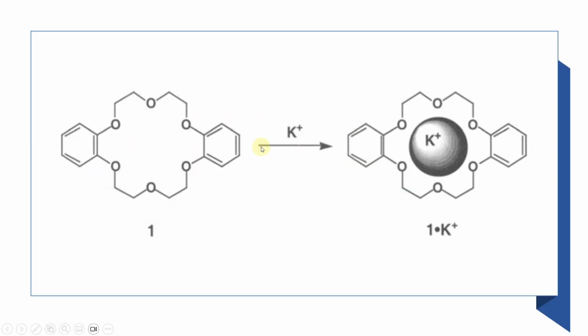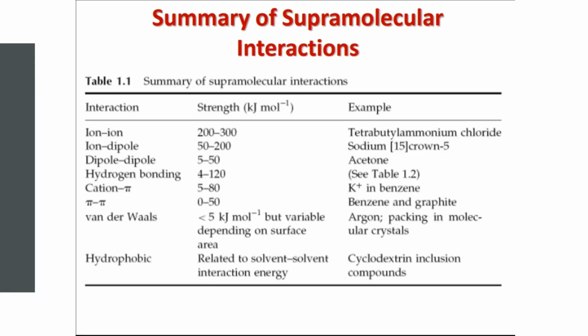So moving on towards the next example, as you can see here, potassium is present inside this crown structure. And again, this is an example of a supramolecular interaction, supramolecular chemistry. Moving on towards the different types of supramolecular interactions that occur in supramolecular chemistry. These interactions include the ion-ion interaction, and the strength of ion-ion interaction is about 200 to 300 kJ per mole, and the example is tetrabutyl ammonium chloride.